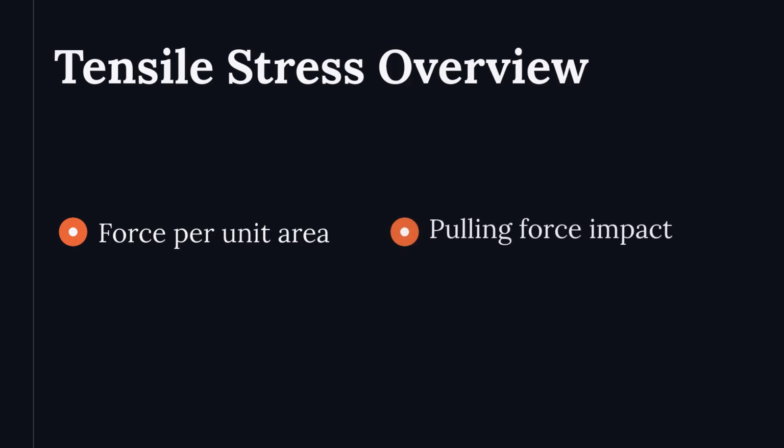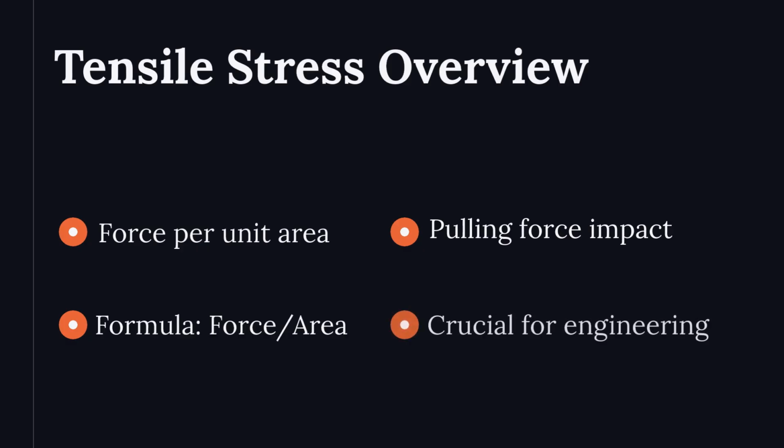Tensile stress is the force per unit area when a material is stretched. It measures how much pulling force a material experiences. The formula involves force and cross-sectional area. Tensile stress helps understand material behavior under tension. It is crucial for engineering and construction.